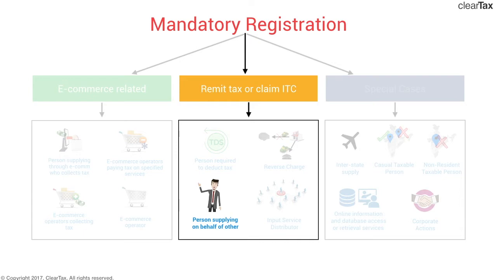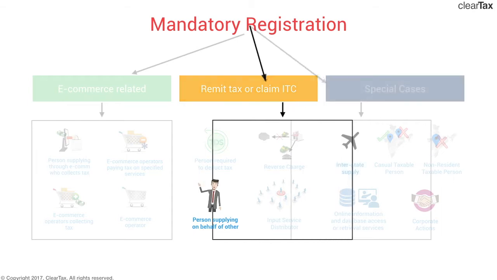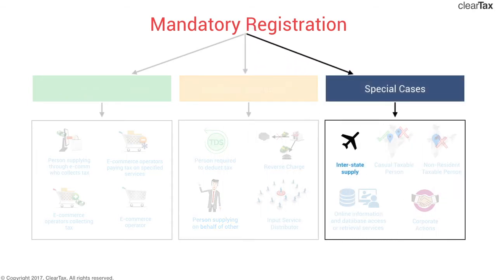In the last few videos, we've been checking out the provisions relating to mandatory registration. We've checked out 8 points so far, and now we are going to move on to the last of the 3 broad categories that we've defined to simplify this process, which is of special cases. There are 5 subcategories under this.